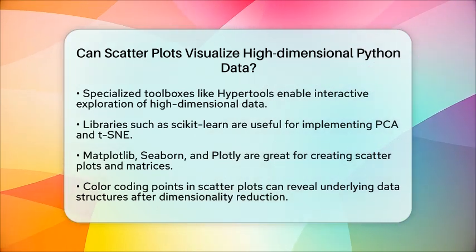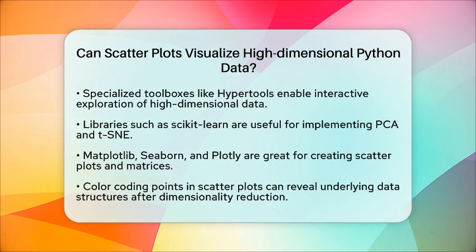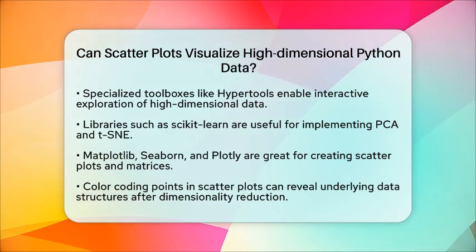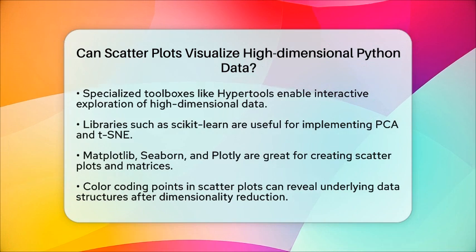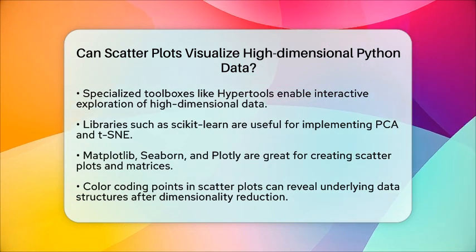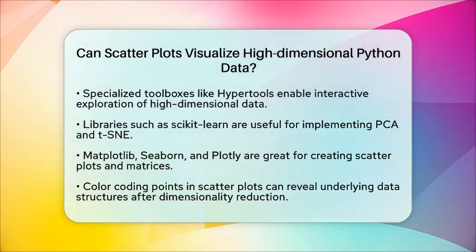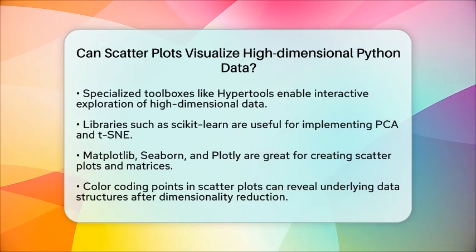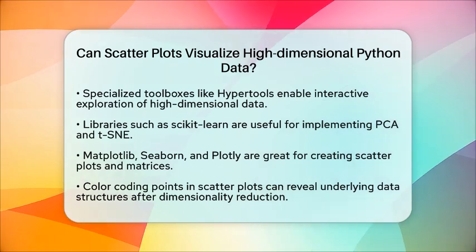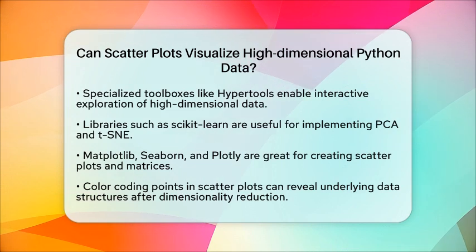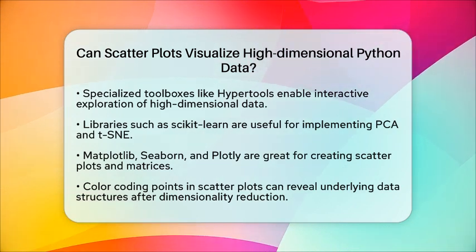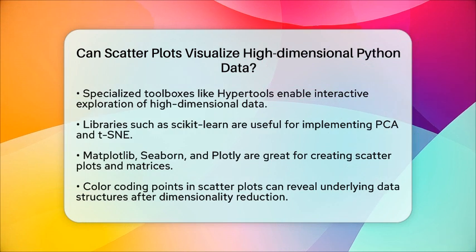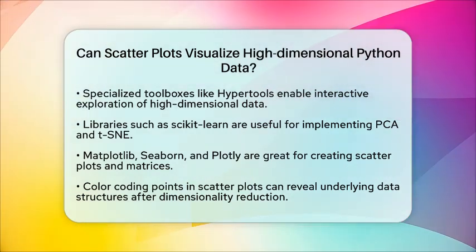In practical terms, you can use libraries such as scikit-learn for implementing PCA and t-SNE. For creating scatterplots and scatterplot matrices, libraries like Matplotlib, Seaborn, or Plotly are great choices. For instance, after reducing your data to 2 dimensions with PCA or t-SNE, you can plot the results with a scatter plot. Color the points by class or cluster to reveal the underlying structure.